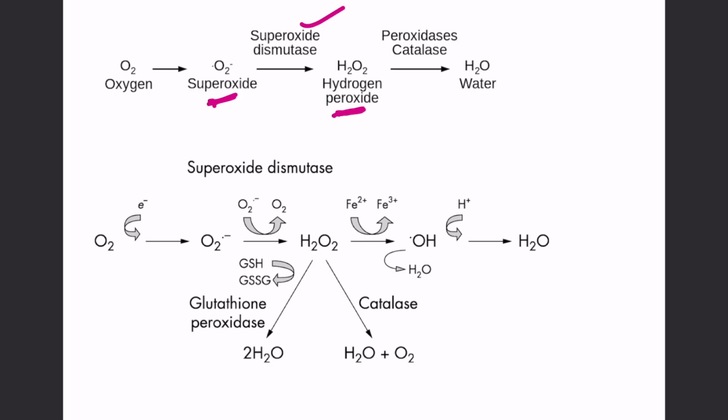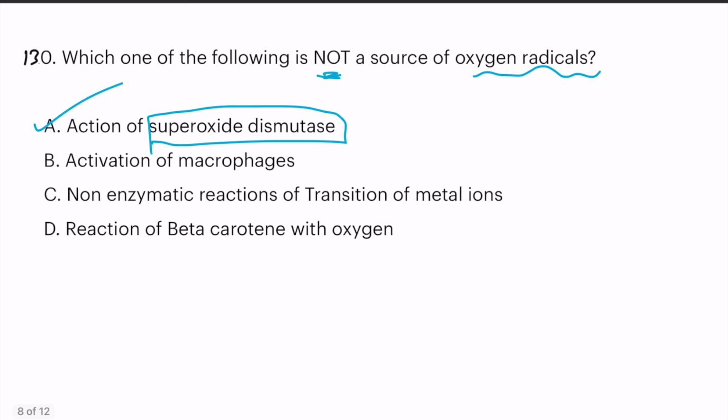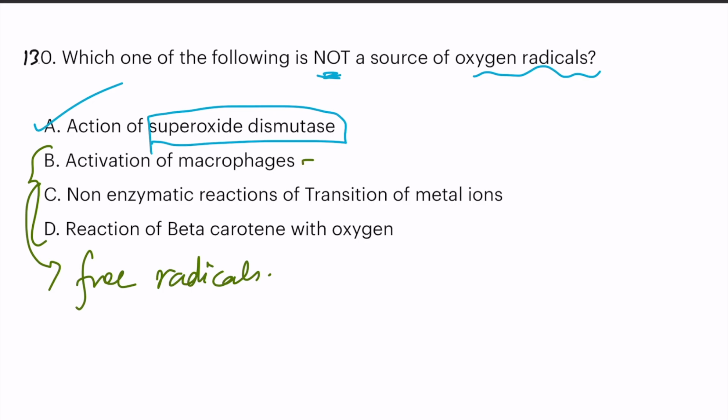All these three, superoxide dismutase, glutathione peroxidase, and catalase, are antioxidant enzymes. So the question is exactly opposite. All these other options produce free radicals and cause oxidant injury to the body. Activation of macrophages produces them because it uses them to kill, and then transition metal ions produce them, and then beta carotene with oxygen also produces oxygen free radicals.